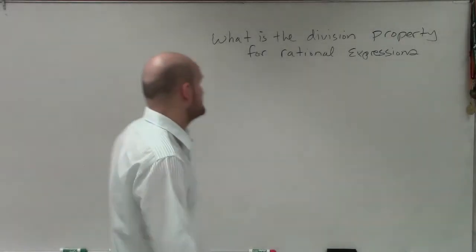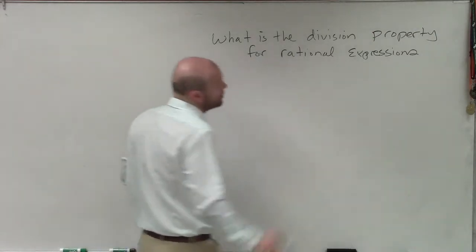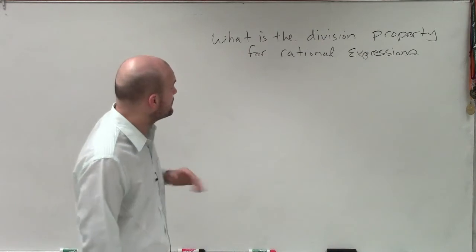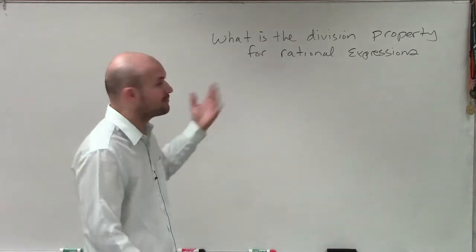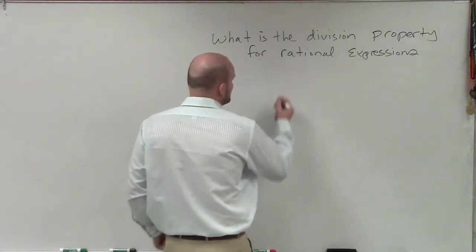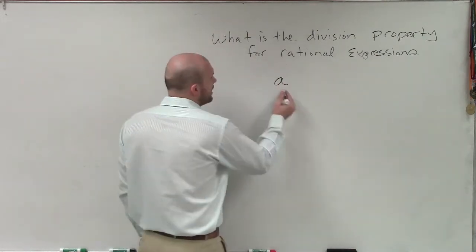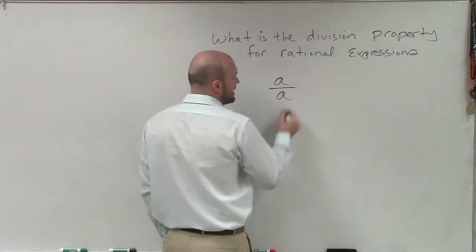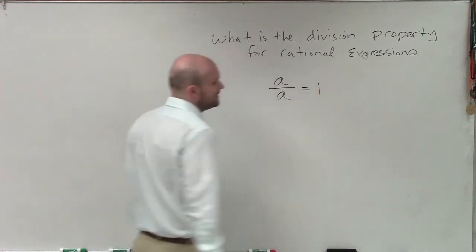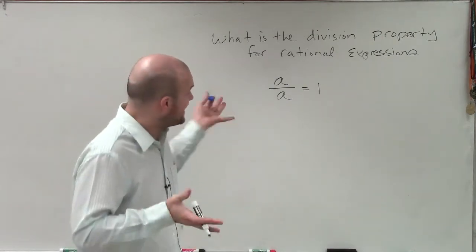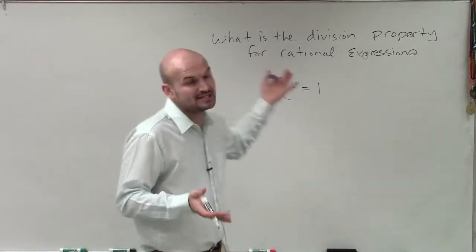Welcome. All right, so this is going to be probably one of the most important properties that we're going to be using in this course for rational expressions. And what the division property takes in, if I have a value, it could be any number. If I have a divided by a, we know that's always going to equal 1, no matter what the value is for a. Whenever you take a divided by itself, it's always going to equal 1.